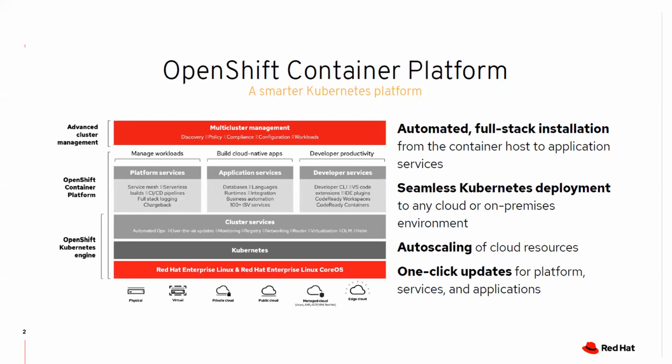So in many ways, OpenShift is a smarter platform for Kubernetes because Red Hat is streamlining the installation and upgrade experience. With this platform, you can be up and running with a fully configured Kubernetes cluster in a matter of minutes. And you'll have everything you need from metering and monitoring at the cluster level, along with application and developer services.